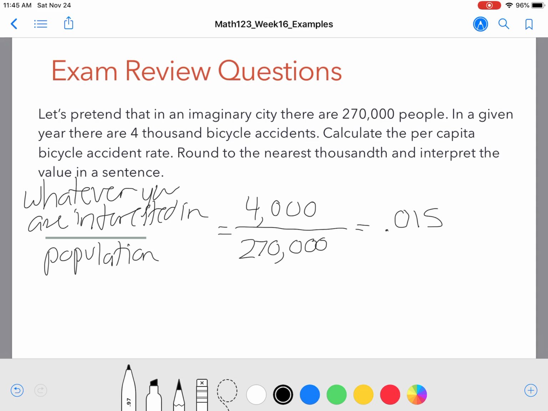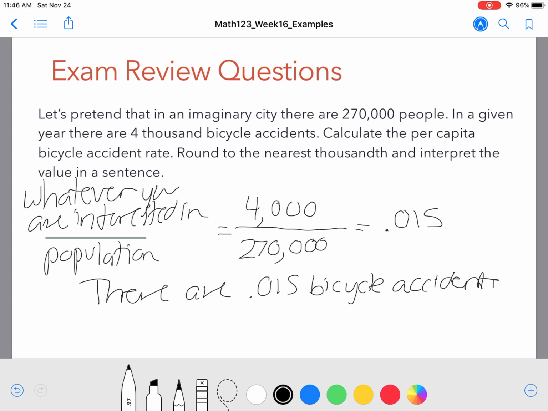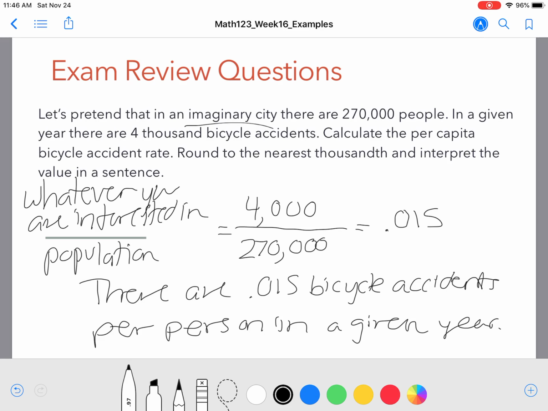So again, I'll kind of write this one out, I guess. I'll try to do a good job making it legible. But we can say that something like there are 0.015 bicycle accidents per person in a given year. And these are all just kind of made up numbers, so this is not actually accurate, but we're kind of in like an imaginary city here, all right?